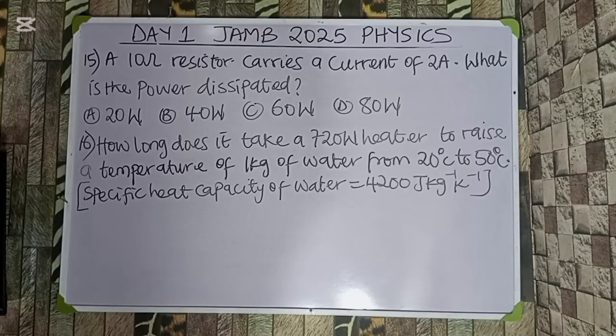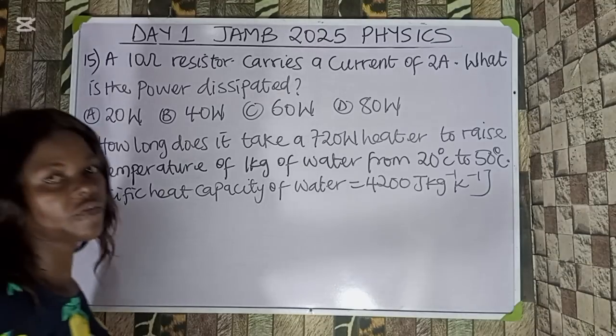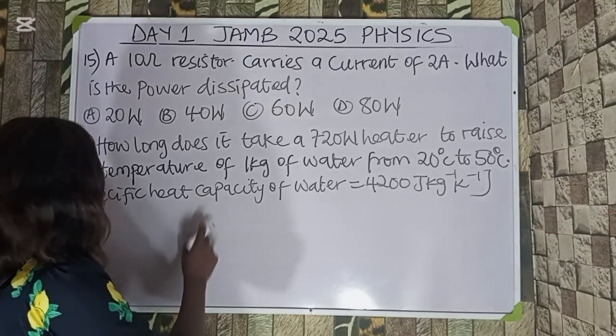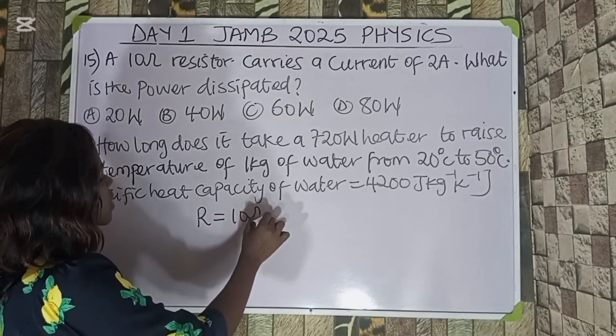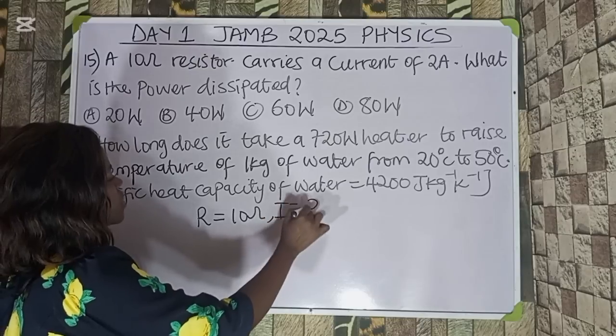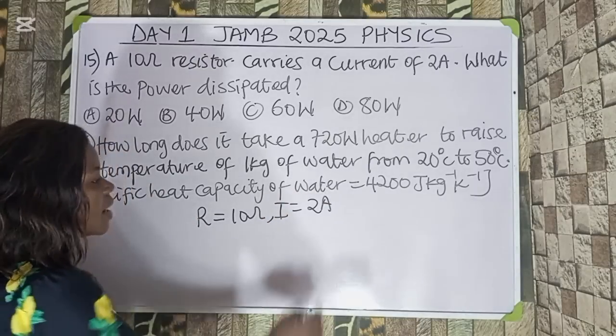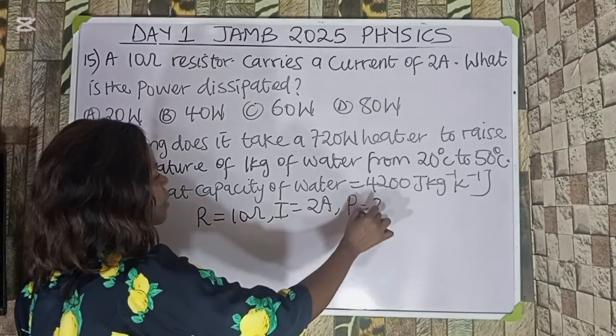A 10 ohm resistor carries a current of 2 amperes. What is the power dissipated? Option A, 20 watts. Option B, 40 watts. Option C, 60 watts. Option D, 80 watts. Now from the parameters, we are given the resistance to be 10 ohms, and we have the current to be 2 amperes. And we have to calculate the power.